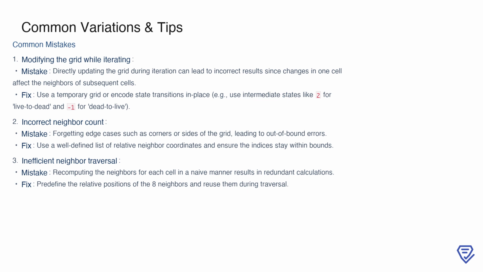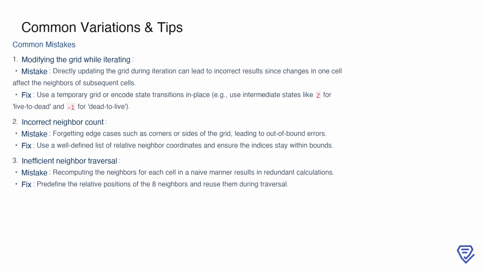For example, you can use 2 to represent a cell transitioning from live to dead, or -1 for a dead cell transitioning to live. Another common mistake is calculating the neighbor count incorrectly, especially at the edges or corners of the grid. To handle this, it's helpful to define a list of relative positions for the 8 neighbors and ensure you always check that indices stay within bounds.